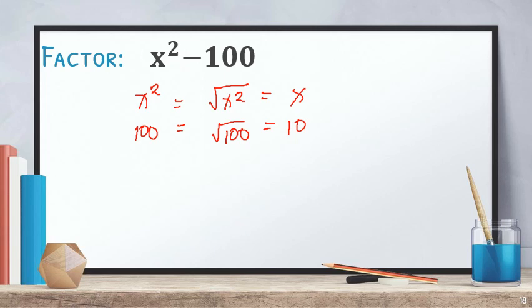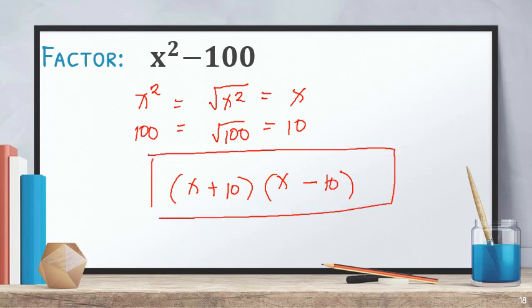Now, for the last step, let us express our answer as the product of the sum and difference of the first term, which is x, and the second term, which is 10. So our final answer now is quantity x plus 10 multiplied by x minus 10.